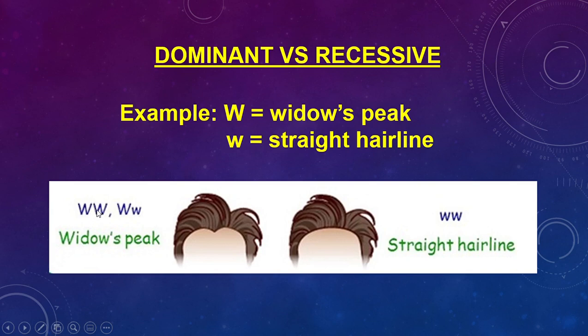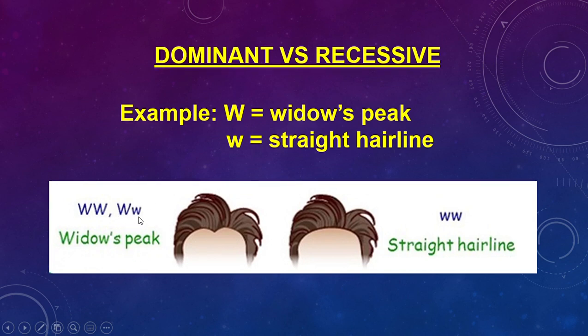So if they're both the same, it will be a widow's peak. In the same way that if we have a small letter, straight line, straight hairline, you are only going to have a straight hairline. There's no debate. There's no anything about it. That's what it's going to be.